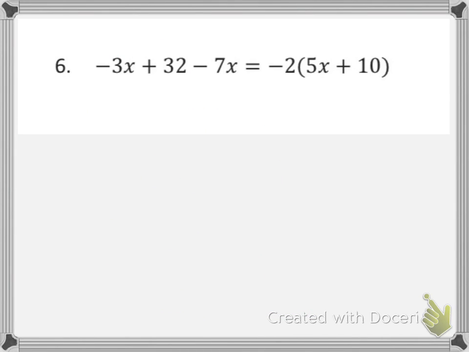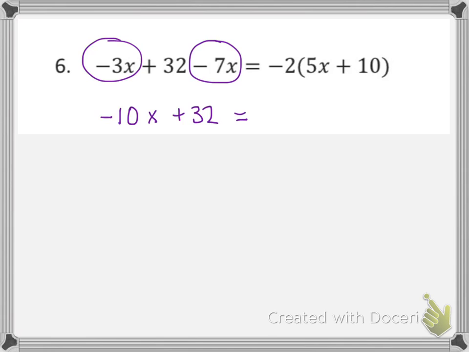Number 6, all right, let's simplify so we can get them in the same form. I've got a negative 3x and a negative 7x is a negative 10x plus 32 is equal to, if I use the distributive property here, a negative 10x plus negative 2 times 10, that's going to be a negative 20. And then let's look, I've got the same coefficient.